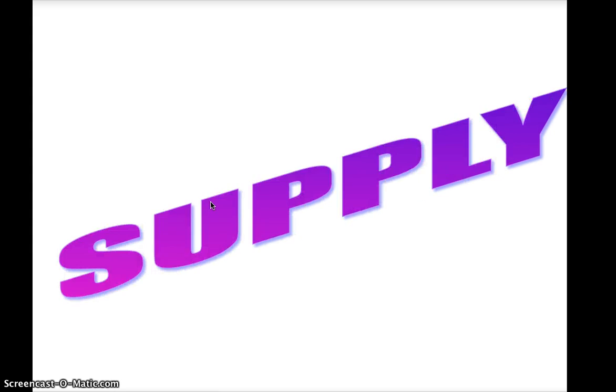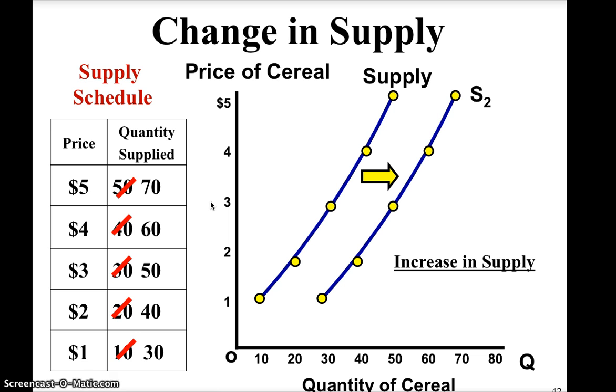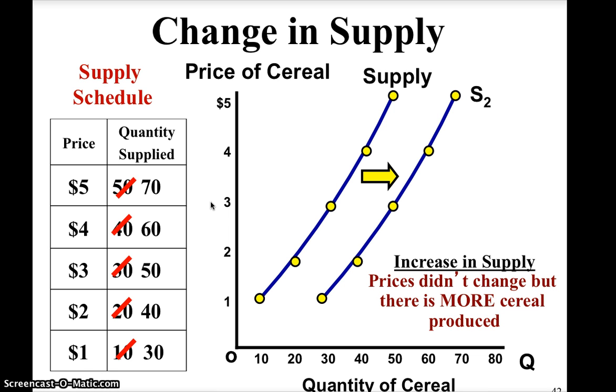Now we are going to go to supply, and this is going to be much shorter than demand. Let's take, for example, the product of cereal. Here we have a supply curve for cereal, and this is what it looks like when supply increases. Notice that it is a shift to the right. You should always think about shifting supply and demand in terms of a shift to the right and a shift to the left. A shift to the left is a decrease, and a shift to the right is an increase. Prices didn't change, but there's more cereal produced.